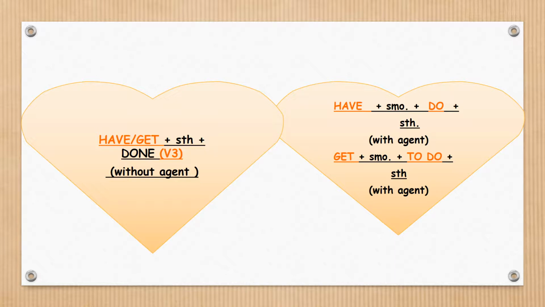When somebody else does something for us, we use the causative forms have or get something done. Get is often used instead of have in formal English. If you want to emphasize the person who does the action for us, we prefer to use have someone do something or get someone to do something. Let's look at the examples. Please be aware that these structures change according to the tense we are using in the sentences.